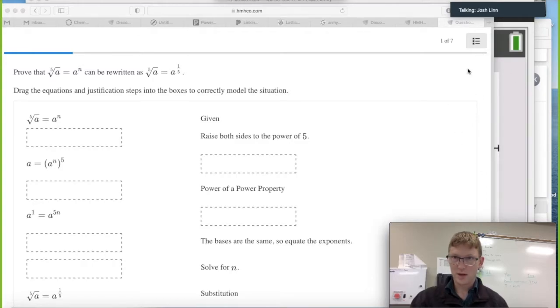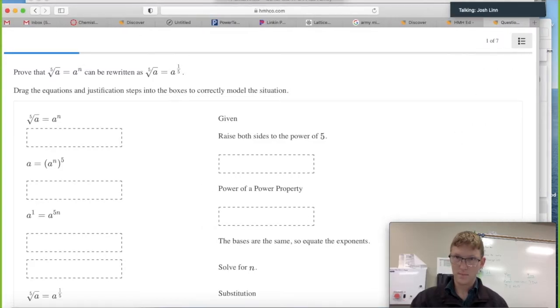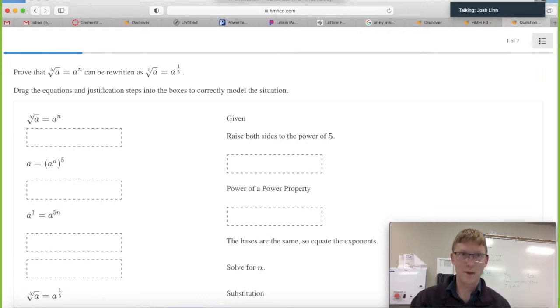So let's get my screen kind of sort of looking pretty. Let's see my calculator in the background. We'll need that.